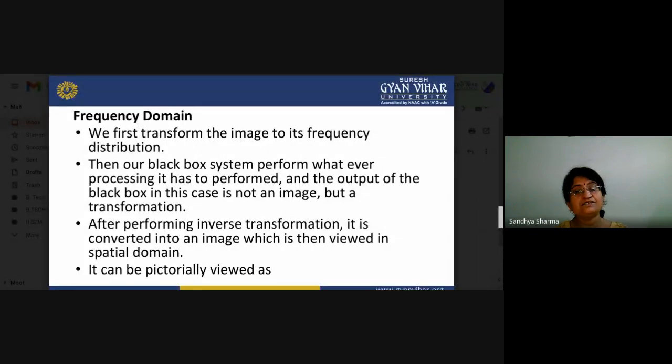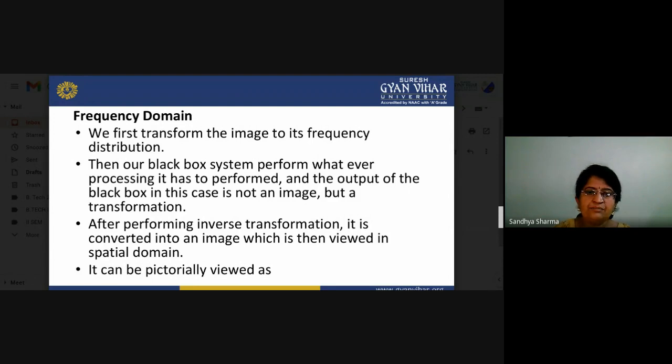We have to continue a little bit on that part. So what about the frequency domain? We first transfer the image to its frequency distribution. We cannot directly work on the image matrix; we have to first transfer the image into the frequency distribution. Then our black box system performs whatever processing has to be performed, and the output of the black box in this case is not an image but a transformation. After performing the inverse transformation, it is converted into an image which is then viewed in the spatial domain.